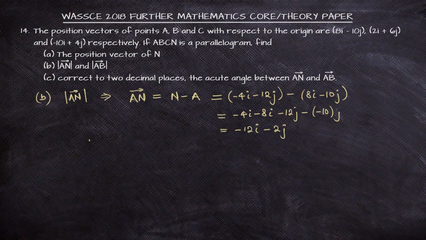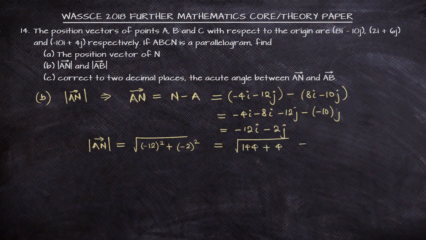This is vector an. And now the magnitude of an will be, the magnitude is just something similar to the hypotenuse of a right angle triangle, and that will be the sum of the squares of the components, and we find the square root. That will be square root of 144 plus 4, which will be square root of 148. So similarly, we can also go ahead to find the magnitude of the vector ab.